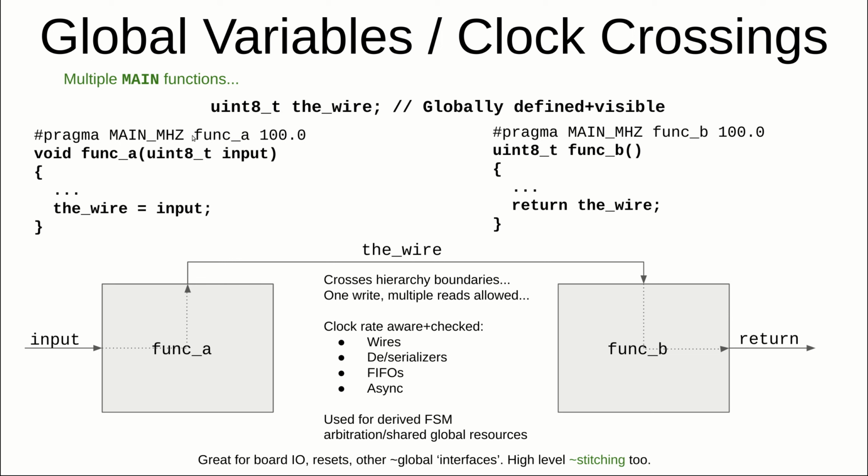And if you take a look on the left here, function A has some input argument, and what it's doing is it's assigning to that wire variable.